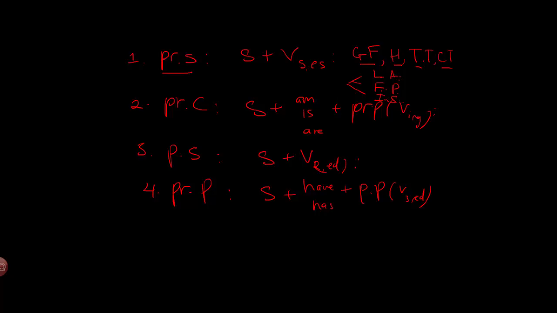Okay, and past simple. We use past simple to talk about actions finished in the past. Alright, that is past simple. And present perfect, we use it to talk about what? Two things. Started and finished. Started actions that continue to the present. And finished actions at the present.